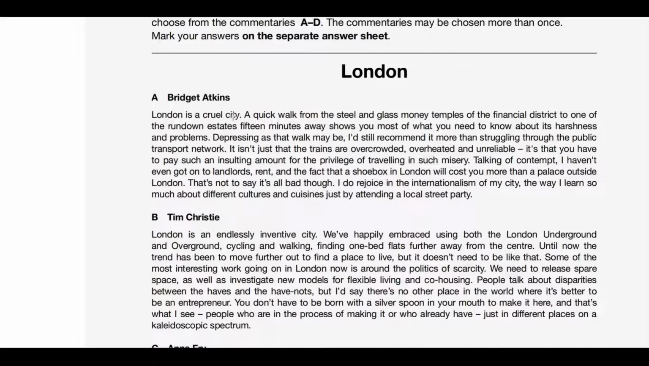So first of all, at the beginning, we've got the fact that London is a cruel place. We've got something here about rundown estates. That's related to housing. Something about harshness and problems, so we can see here it's negatively worded. Then we've got something else about landlords. We've got something about rent. Shoebox in London will cost you more than a palace. So we can see here how it's negatively worded. Talking of contempt, she says. So you can see here how she's not a fan of housing in London.